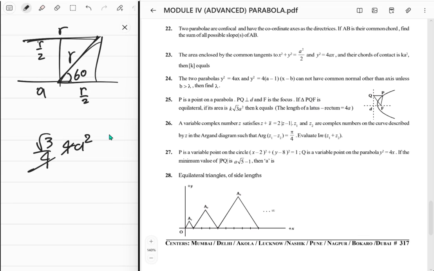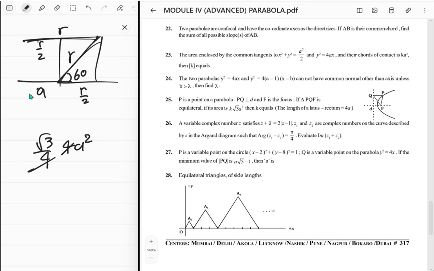So K has to be 1. Makes sense? I think it does. The length of latus rectum is 4A. Okay, fine, as usual, no big deal.